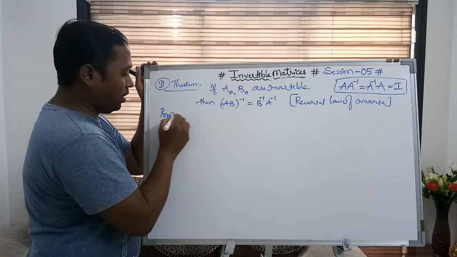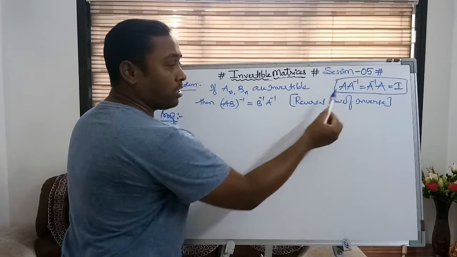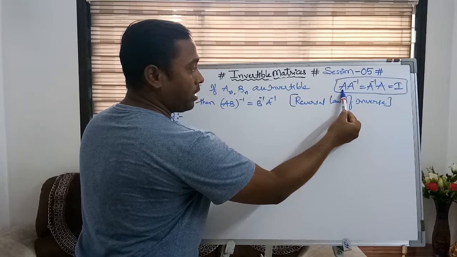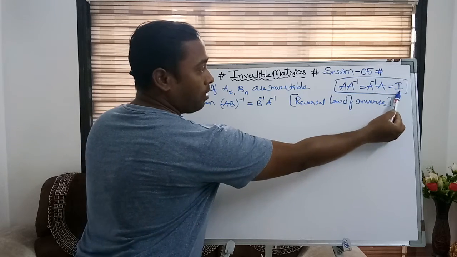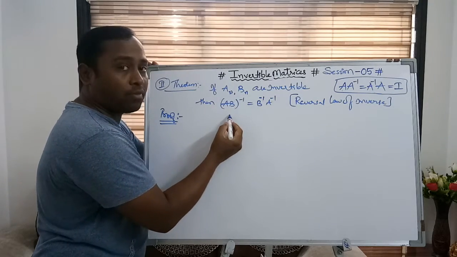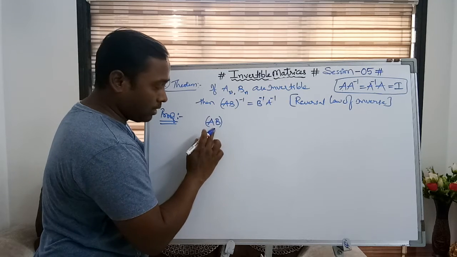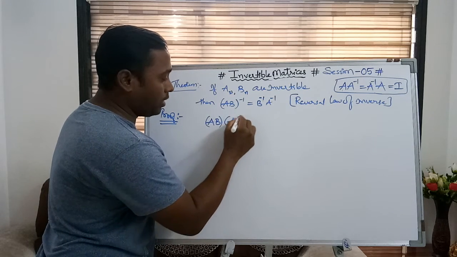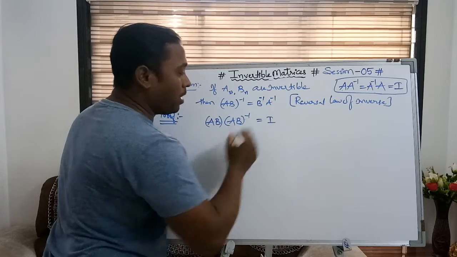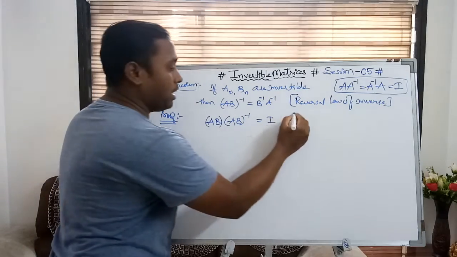So here I am using the definition of an invertible matrix. If A is a square matrix whose inverse exists, then the product of the matrix and its inverse always gives the identity matrix. So AB is also a square matrix, hence I can start the statement with a matrix and its product with its inverse: AB into AB whole inverse must be equal to I. Correct? So I started with the definition, by definition.